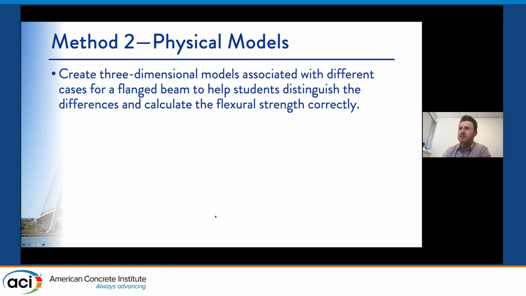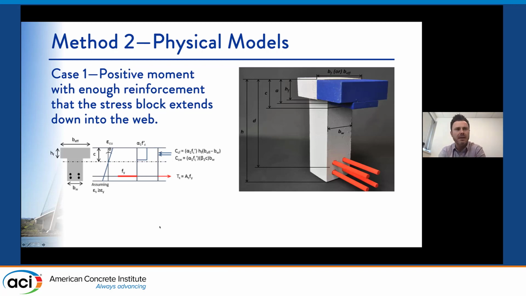Now, for the physical models, and again, Anahi briefly talked about this in her presentation earlier, but the objective is to create three-dimensional models associated with different cases for a flanged beam to help students distinguish the differences and calculate the flexural strength correctly. And so for this one, looking at case one, this is the traditional T-beam, right? So this is similar to what I did with my visual examples. Case one is a positive moment with enough reinforcement that the stress block extends down into the web. So you're still going to have two different compressive forces.